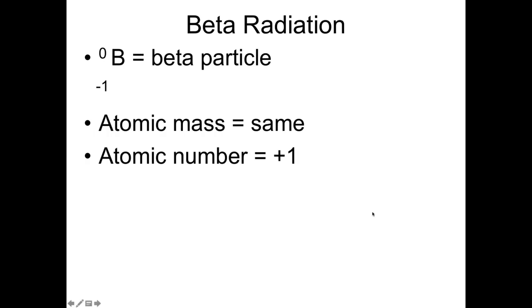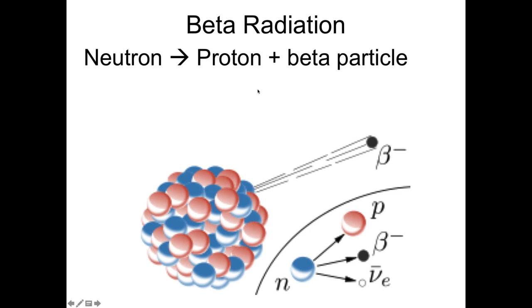Beta radiation or beta decay is the next one. And so what occurs is you have a beta particle. With a beta particle, it's not going to change the atomic mass, but it will change the atomic number by a -1. So the atomic mass is going to stay the same, but the atomic number is actually going to go up by 1. And so what happens in beta decay, which is real interesting, is a neutron actually turns into a proton, and then it ejects a beta particle.